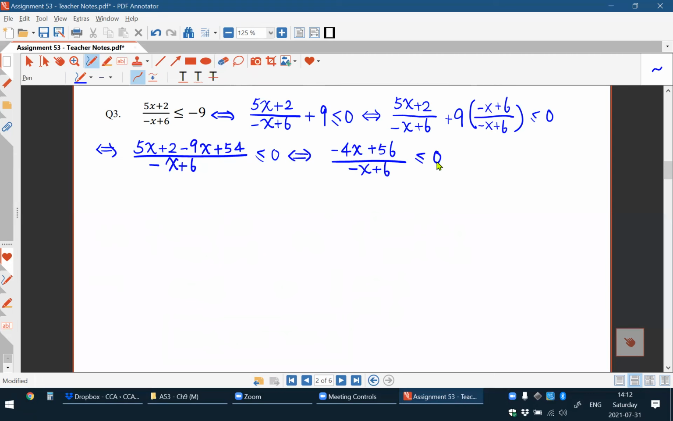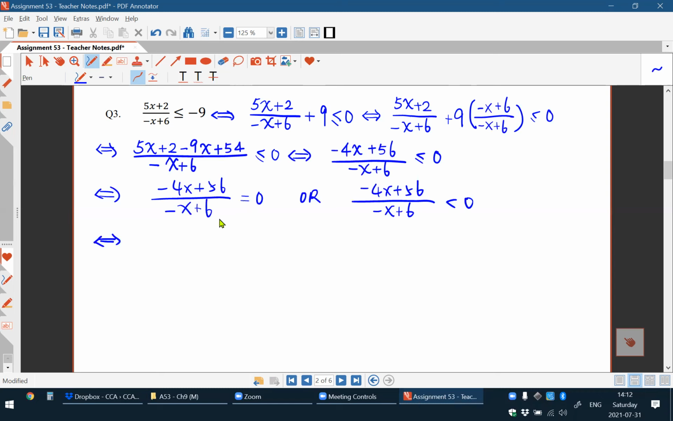Okay, so now we have a ratio that is equal to or less than 0. So this is equivalent to, first of all, this ratio here can be 0. It can be 0, or it can also be less than 0. So the original question is equivalent to an equation or an inequality. For the equation, in order to ensure the ratio is 0, we need to ensure that the numerator is 0. And at the same time, remember that the denominator cannot be 0. This is the solution for the equation, right?